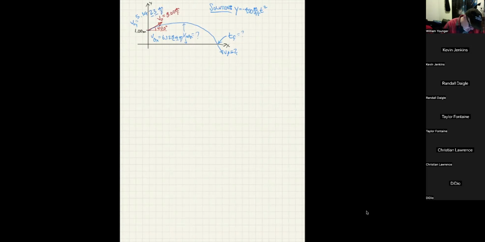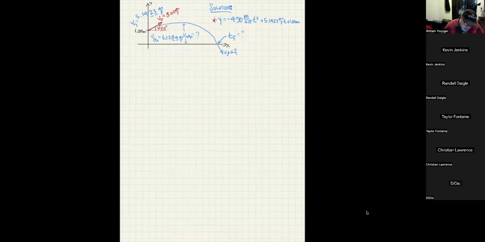I know my kinematic equation, and actually this started off ugly, so I'm going to erase it. So anyways, my y is going to equal negative 4.90 meters per second every second times t squared. Now my initial velocity was actually upward in the y direction, so I'm going to say plus 5.1423 meters per second times t plus 1.00 meters. That is my y as a function of time.